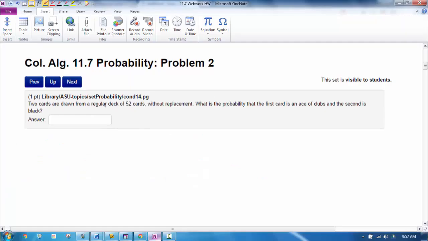Okay, the next problem says 2 cards are drawn from a regular deck of 52 cards without replacement. That's actually key right there. What's the probability that the first card is an ace of clubs and the second card is black? An ace of clubs, there's only 1 out of the deck of 52. That's an ace of clubs, so the probability would be 1 out of 52. And we have to multiply that by the second draw.